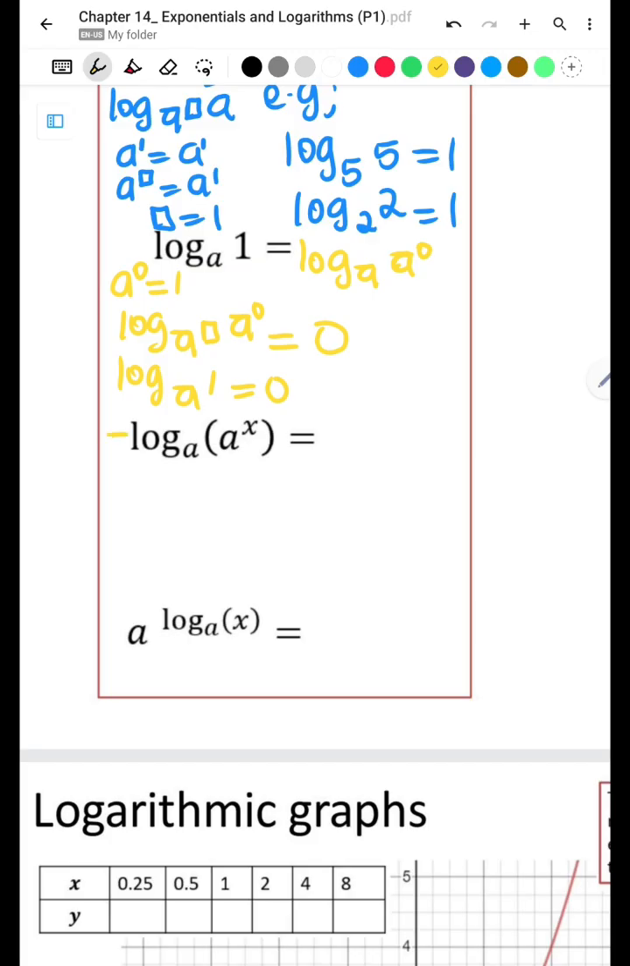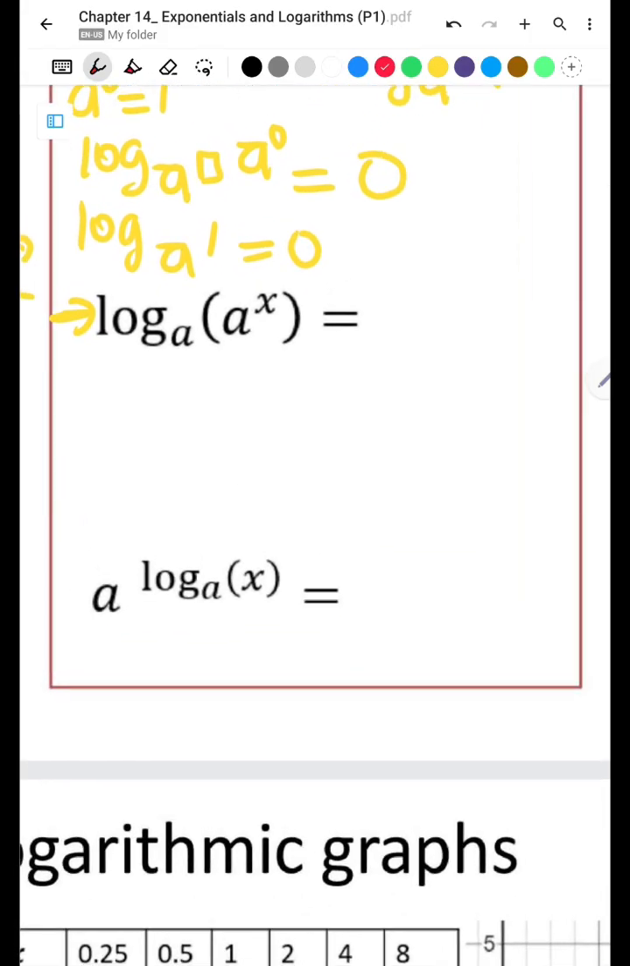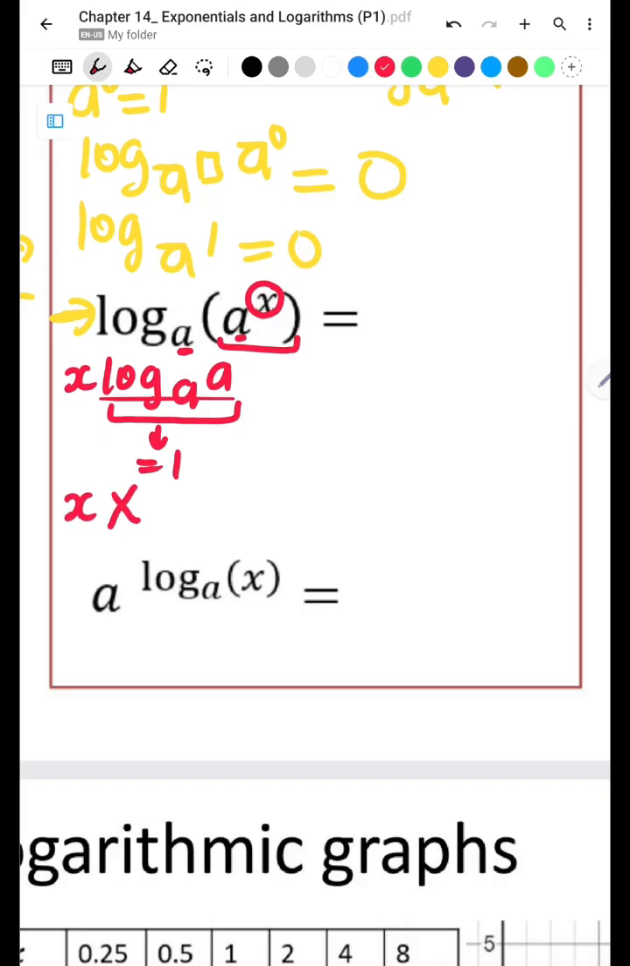I would like to come back to this one to address some things. When we have log base a of something with the same base and a power, we can bring the power down to become x times log base a of a, and using our law of logarithms, we know this is equal to 1. So x multiplied by 1 is equal to x. The answer here is x.